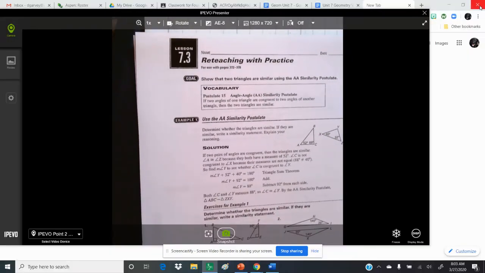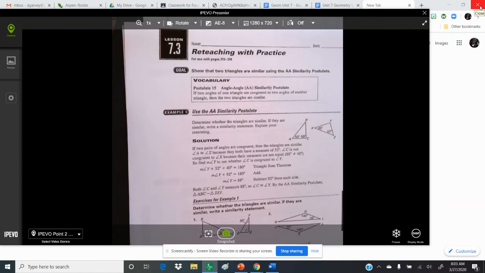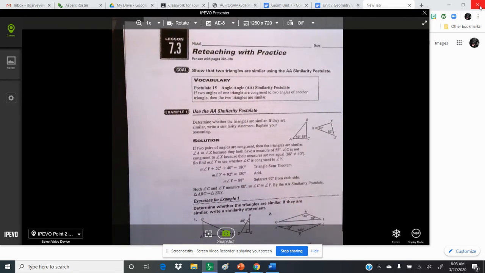All right, today we're going to talk about 7.3, which is talking about the angle-angle postulate to prove similarity in triangles. What the angle-angle postulate says is, if two angles of one triangle are congruent to two angles of another triangle, then the two triangles have to be similar.